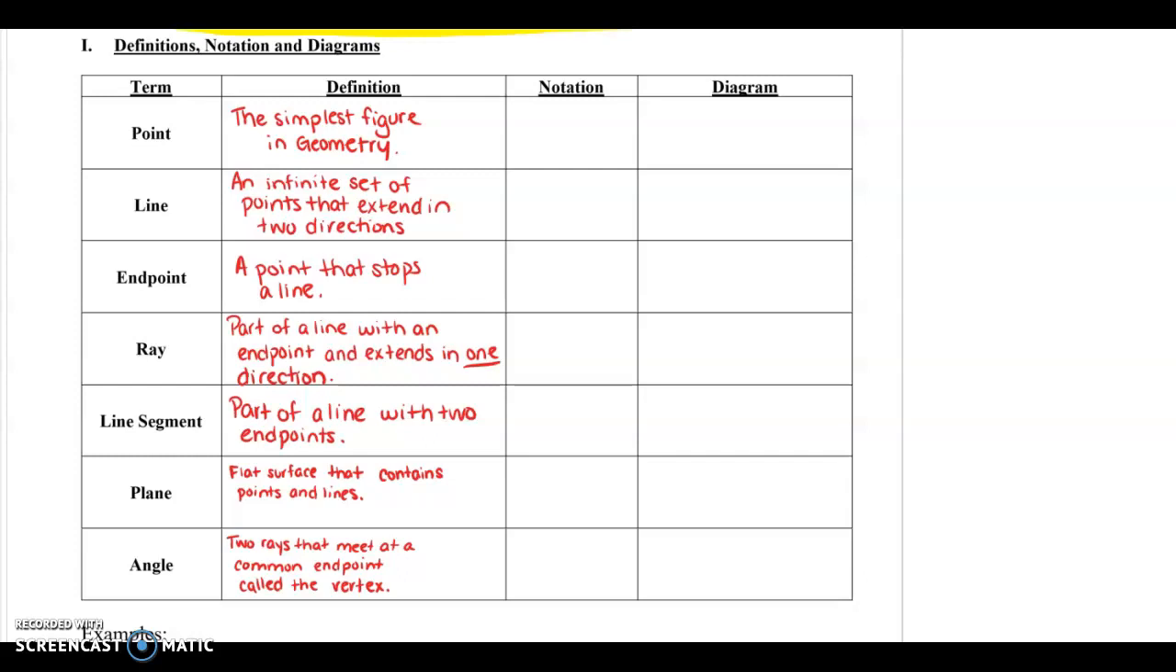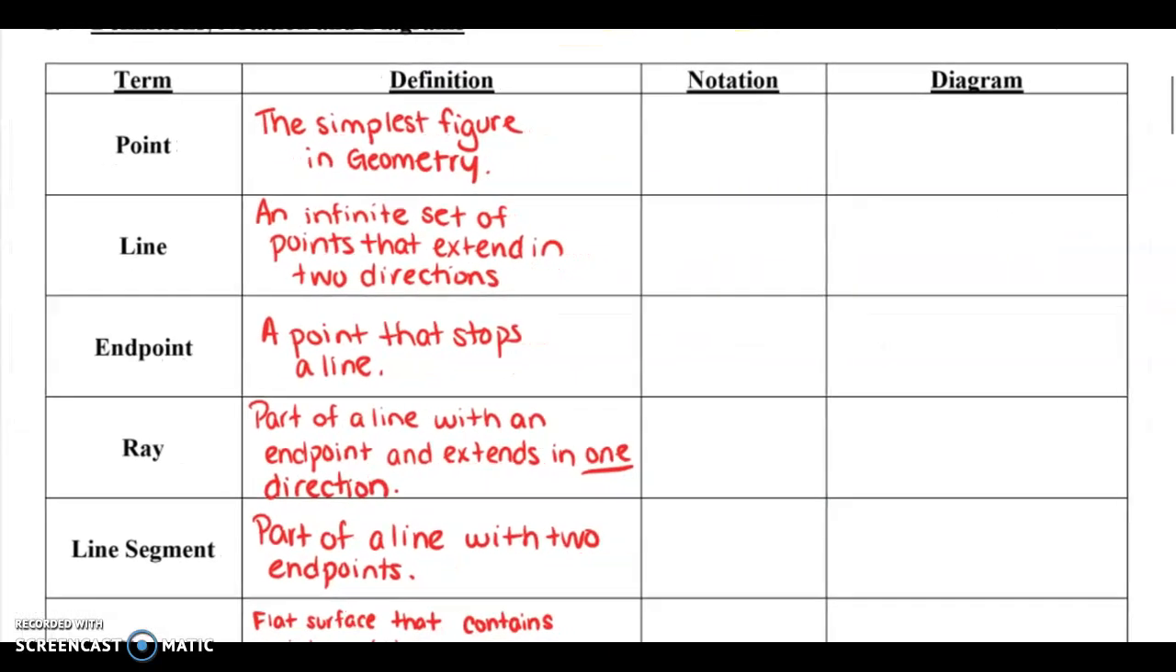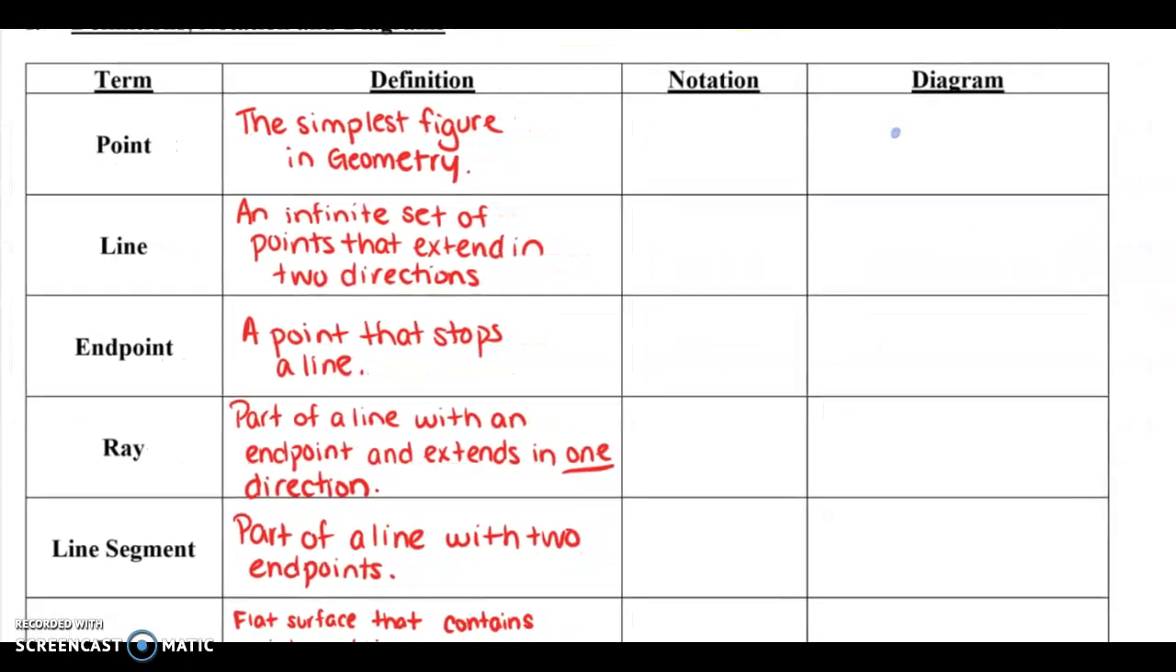So a point is the simplest figure in geometry. Usually with a point, you're going to see a dot in the diagram with a letter like A. The notation would just be a capital letter. So we use capital letters for points.